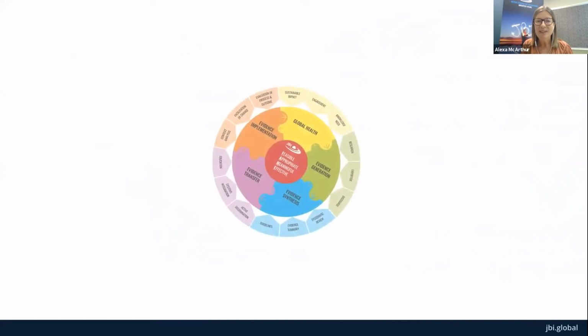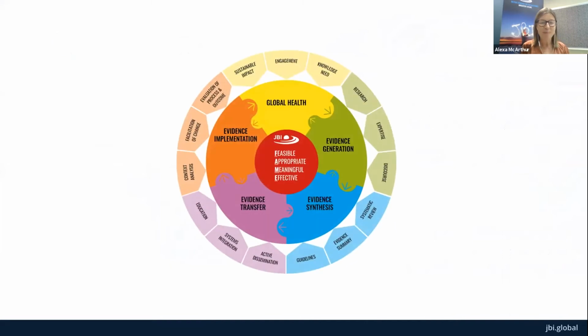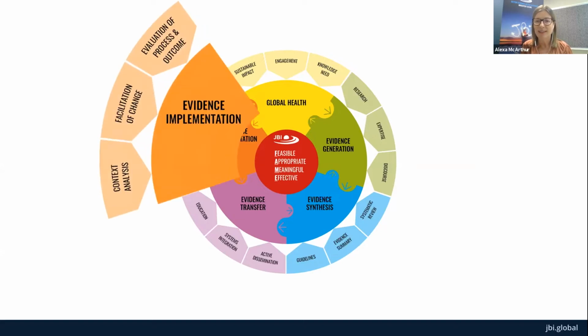So I just want to start off by painting a bit of a picture. At JBI, we have contextualised the steps involved in the process of achieving an evidence-based approach to clinical decision-making through the JBI model of evidence-based healthcare. One of these components is evidence implementation, where we focus on implementing findings from systematic reviews, trustworthy clinical practice guidelines and other evidence-based resources into policy and practice.